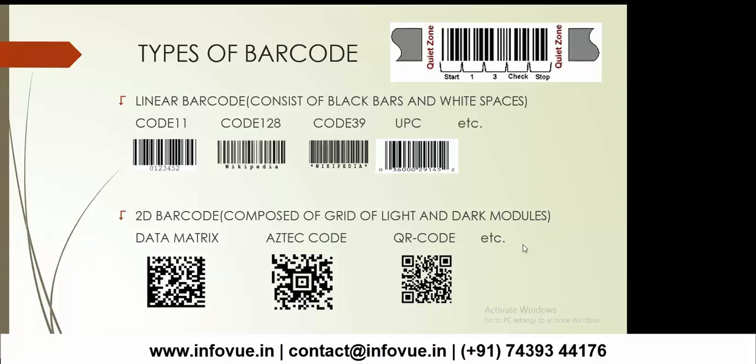The difference between linear barcode and 2D barcode is that a linear barcode only contains numerical values, 0 to 9, or symbolic values, while a 2D barcode can contain alphabet values also. It can hold information like text, URL, phone number, or anything else.